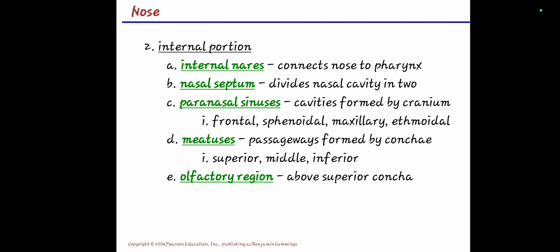Now let's move to the internal portion of the nose. In the internal portion, we have the internal nares, the nasal septum, the paranasal sinuses, the meatus, and the olfactory region. The internal nares usually connect the nose to the pharynx. It is basically the opening of the internal portion, from the nasal cavity to your pharynx. Okay?